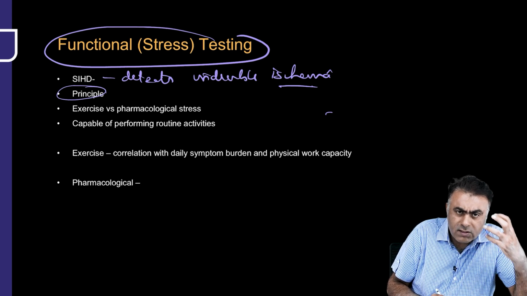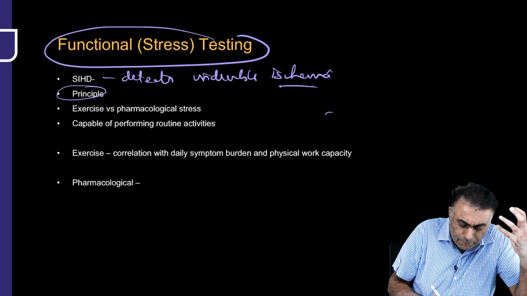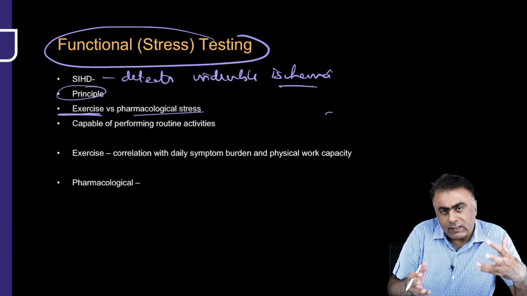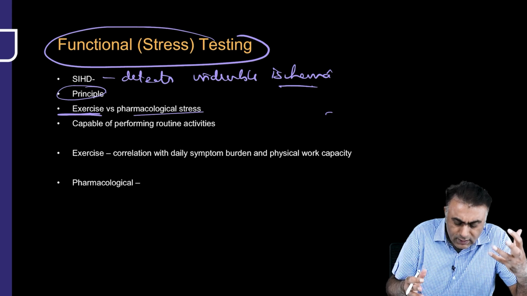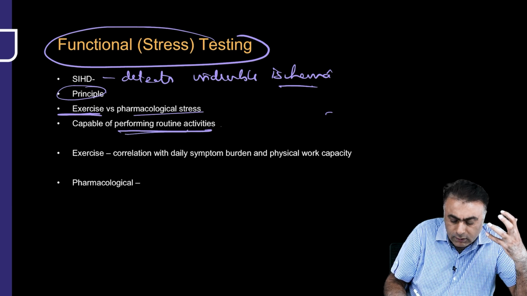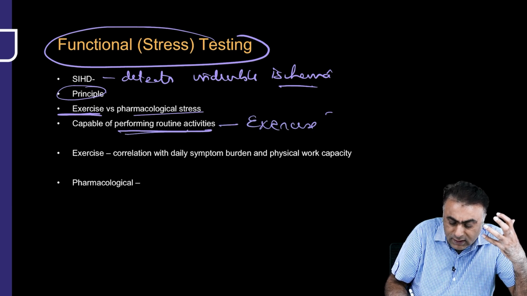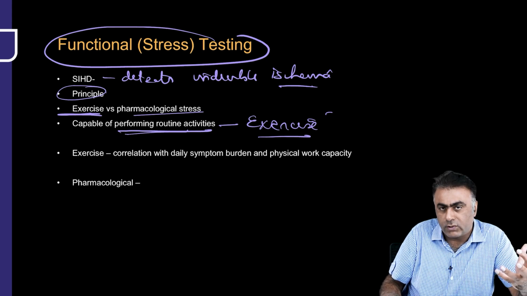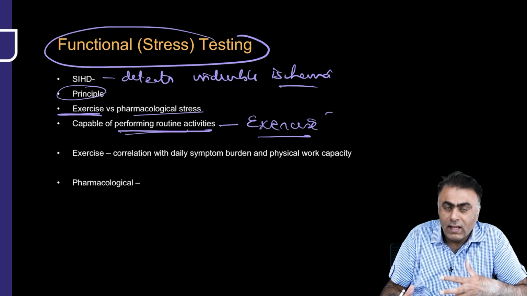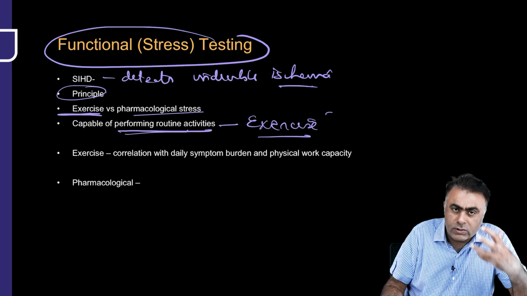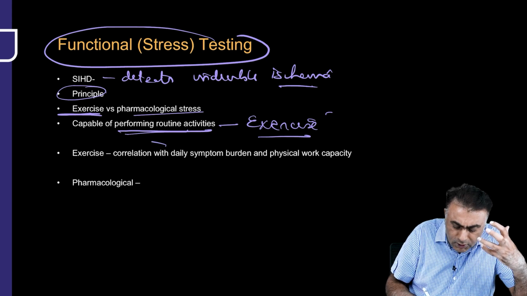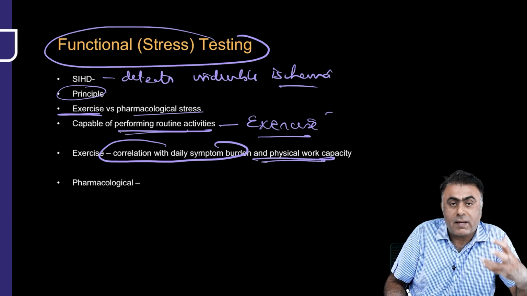Now, the stress can be given by telling the patient to exercise, or it may be a pharmacological stress. Which one should be given? Patients who are capable of performing routine activities should be subjected to exercise-induced stress. Why? Because exercise gives more physiological stress compared to pharmacological stress, it's a better way of detecting ischemia, and it also allows a correlation with the daily symptom burden and the physical work capacity of the patient.